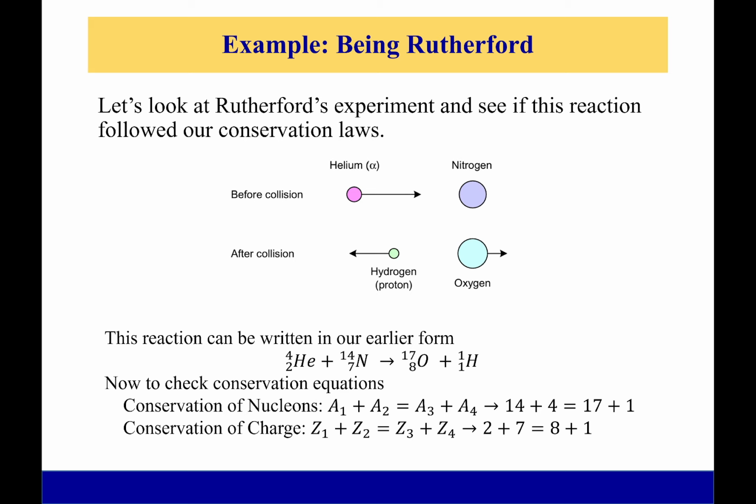So these are the two easiest conservation equations we deal with. Momentum and energy are a little bit harder, but these are where it starts. If these don't match up, then the reaction you're writing down can't actually happen. Or there's something else going on and you've broken the laws of physics, which would be really cool.